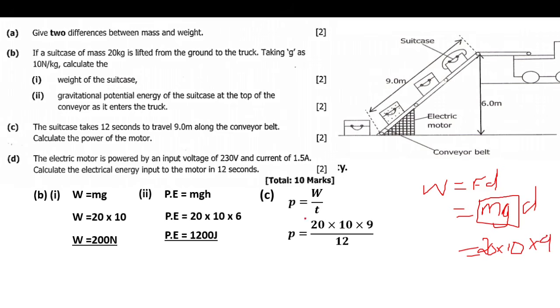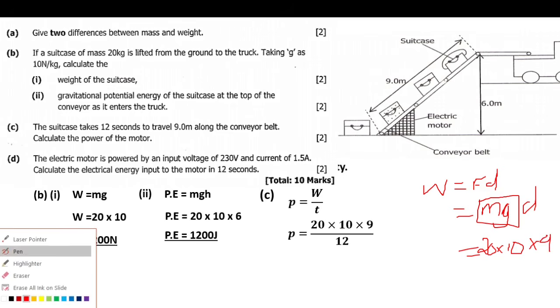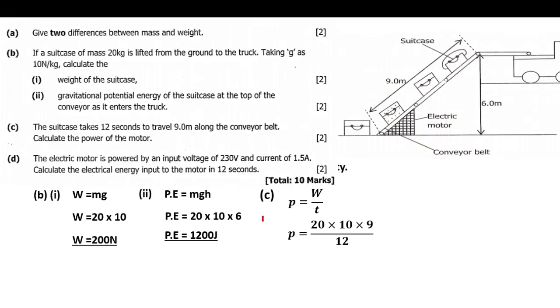So this is where this came from. So work came from here. This is how I found that. Having explained that, now we are going to multiply this time divided by also 12, which will give us 150 watts. So power is measured in units called watts. And then you underline to show the marker that that is your final answer.